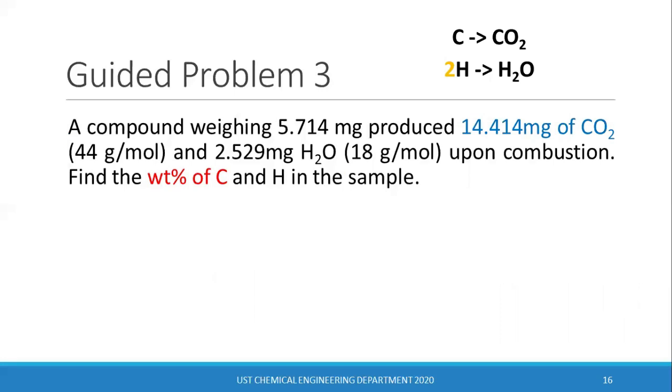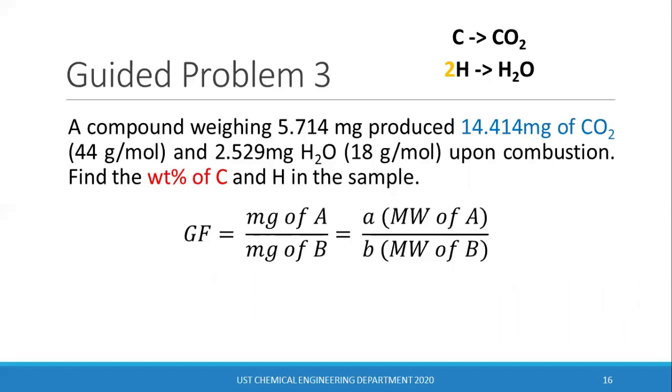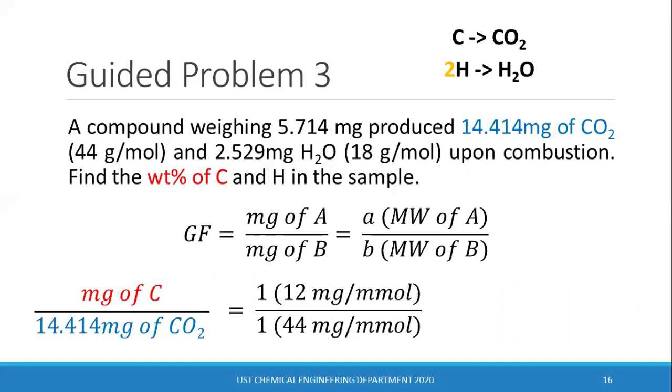So first, let's remember again the formula for gravimetric factor. Let's replace A with carbon and B with carbon dioxide. The ratio of this mass is equal to 1 times the formula weight of carbon divided by 1 times the formula weight of carbon dioxide. Again, this equation contains only one unknown. Solving for the mass of carbon, we will get 3.93 milligrams of carbon.